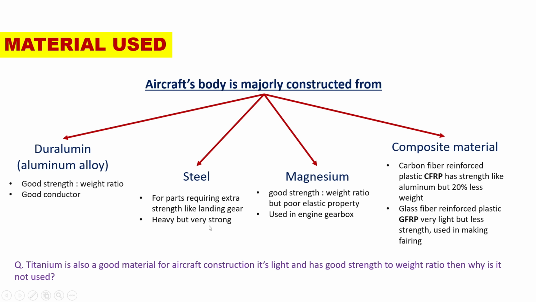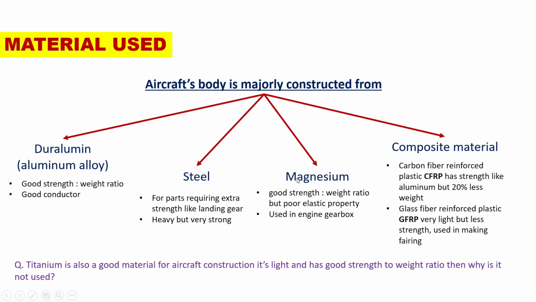They are made with steel. Steel, although heavy, is very strong, right? So you only add steel to the part where you need extra strength, like landing gear, right? Duralumin, steel, magnesium. Magnesium is also as good as aluminium, or even a little less heavy. I think it's lighter than aluminium.